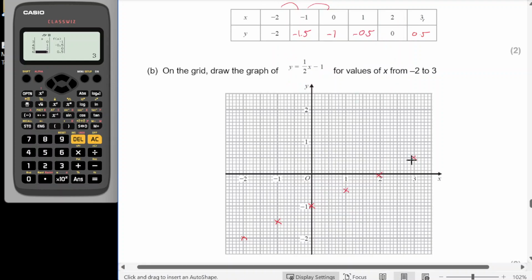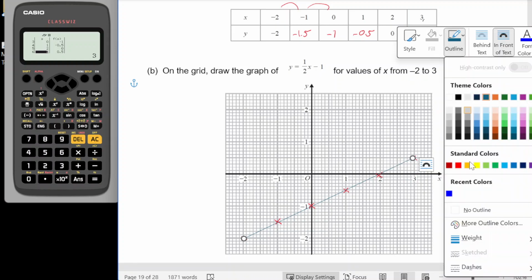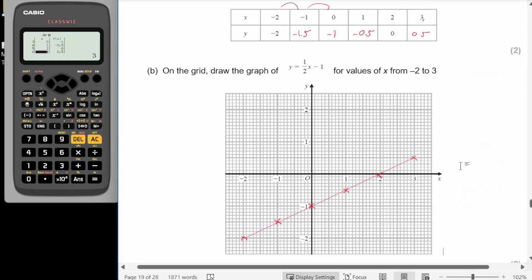So we go. Just change the colour of that, match my writing. There we go.